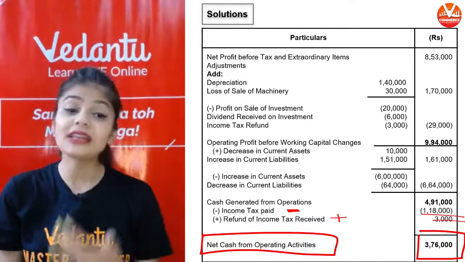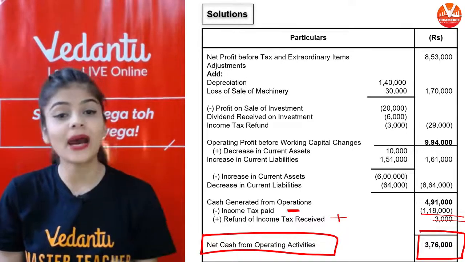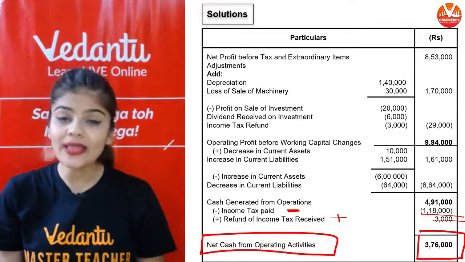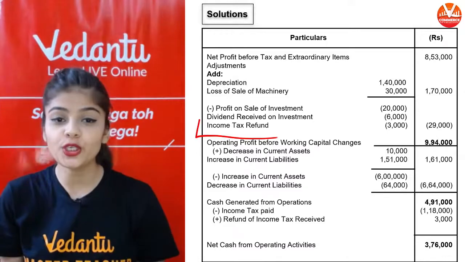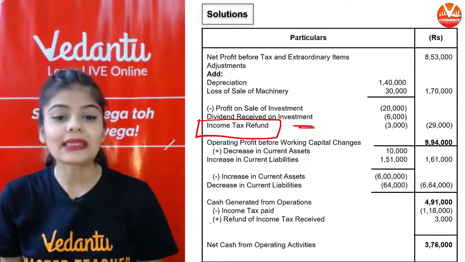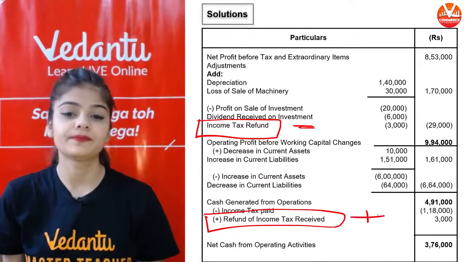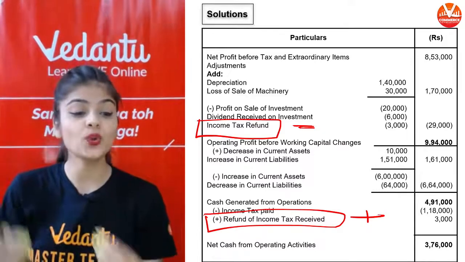So we have done similar types of question, but what was new in this? Only income tax refund. First you will subtract it and then you will add it. So this is new in this session.